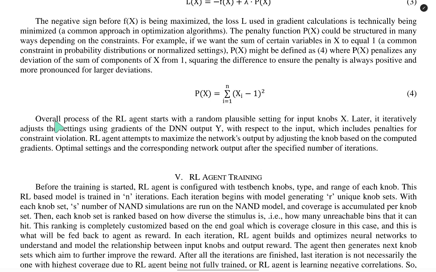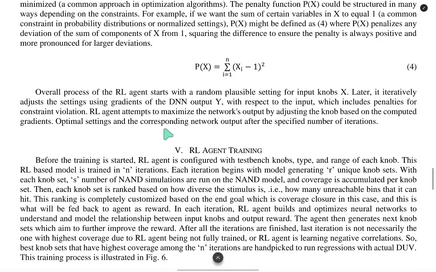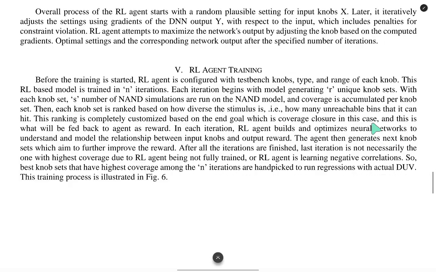The process of the RL agent starts with random plausible settings for input node X. It iteratively adjusts the settings using the gradient of the DNN output Y with respect to the input, which includes the penalties for constraint violation. So the RL agent attempts to maximize the network output by adjusting the node based on the computed gradient. Optimal settings and the corresponding network output are returned after the specified number of iterations.